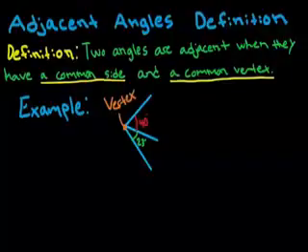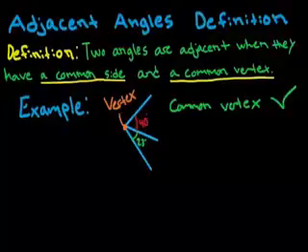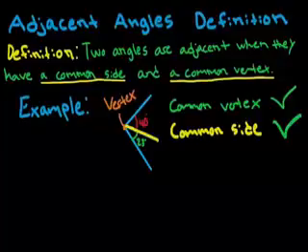Next, common side. Which is the common side? After common vertex, which is the common side to be adjacent? Let's see this common side with another color. Yes, this yellow line is basically the common side of 23 and 40 degree. So 23 and 40 degree are adjacent angles because they are sharing a common vertex and a common side, as you can see with the yellow color common side and vertex with orange color.